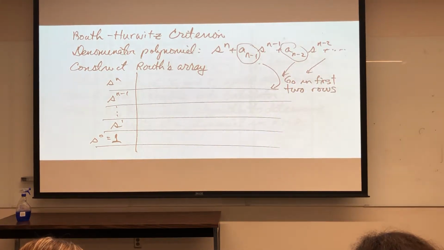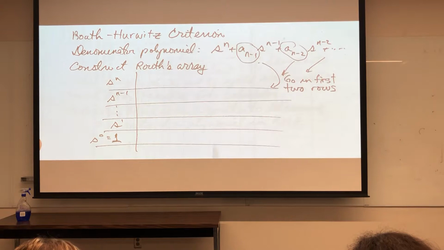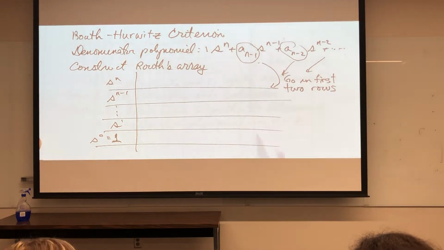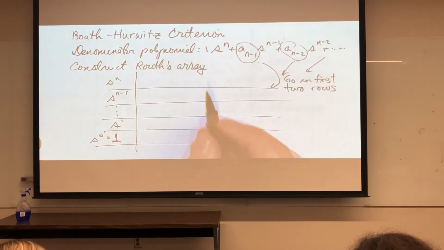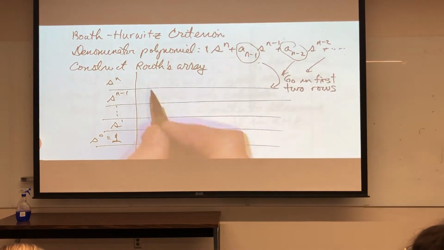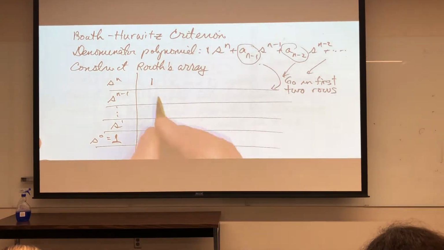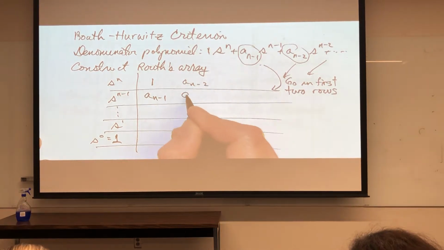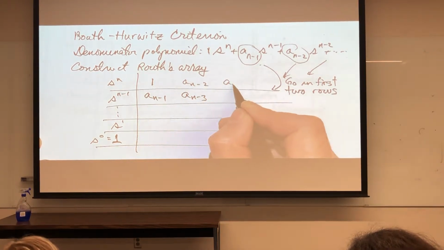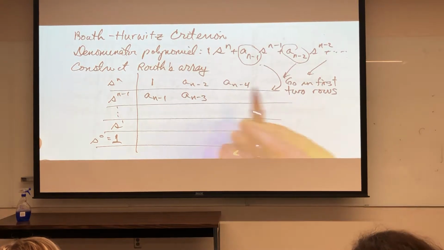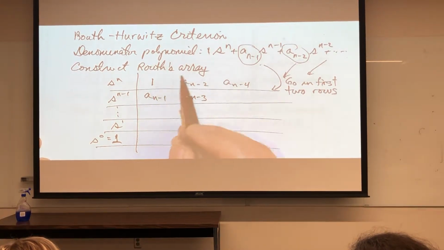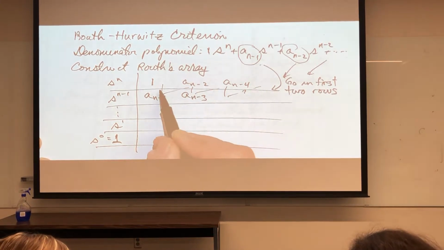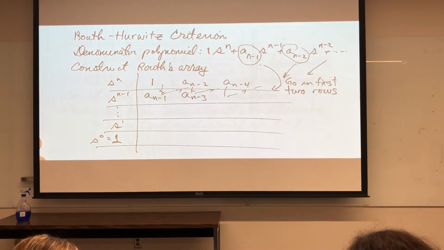Okay. And they go in this way. This coefficient here is a 1. If it's not a 1, you can put in some other number. But for this example, I'm just putting in a 1. So it goes 1, an minus 1, an minus 2, an minus 3, an minus 4, and so forth. Okay, so you're just listing them, kind of zigzagging down like so. Okay, and just list them.